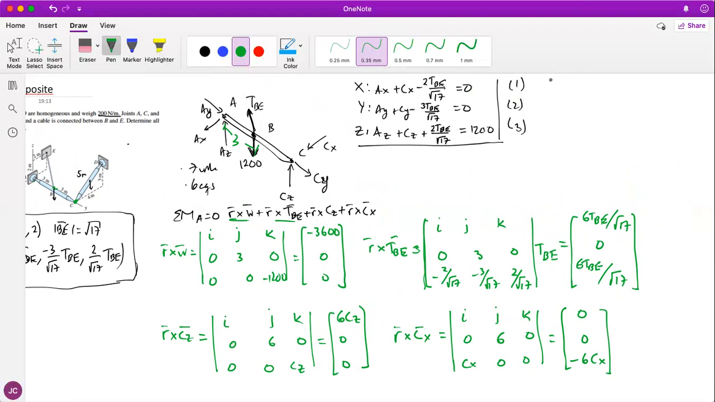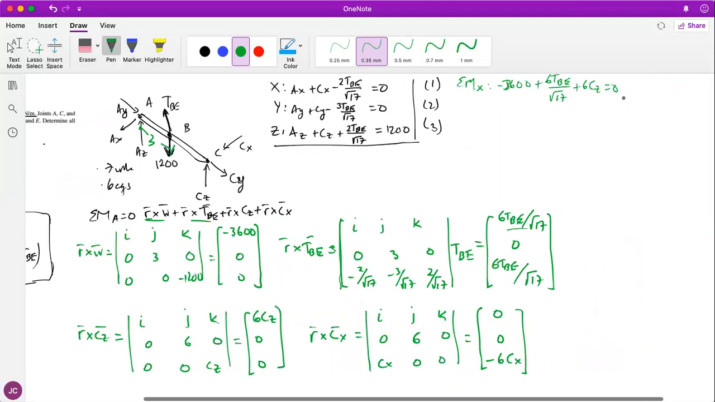So I'm gonna put it over here. So the equations, the moment at X. So the moment at X, I will put minus 3600 plus 60 BE square root of 17. Okay, so let's just raise it a little bit, and I will put this 60 BE square root of 17. This fell over here, plus 6 CC equals 0. Can I make myself, yeah, I have more room over there. Now, this is for equation 4.